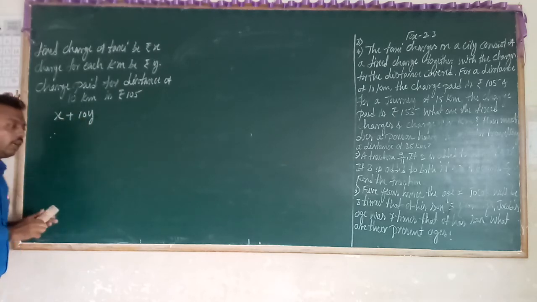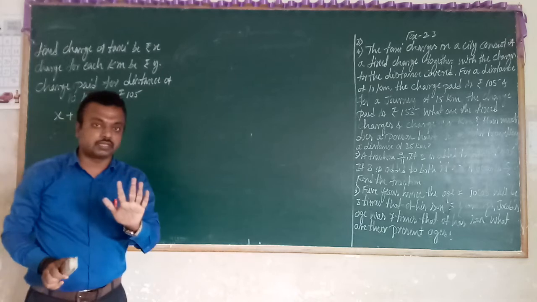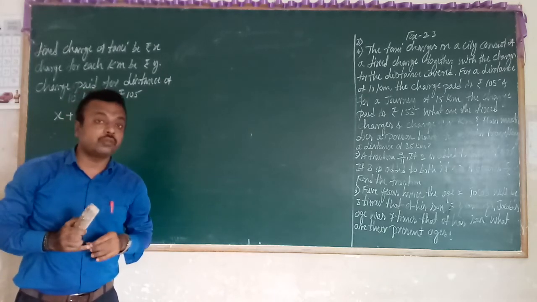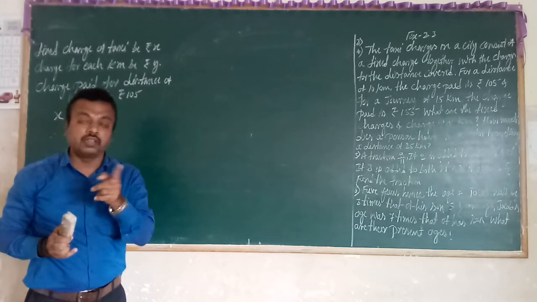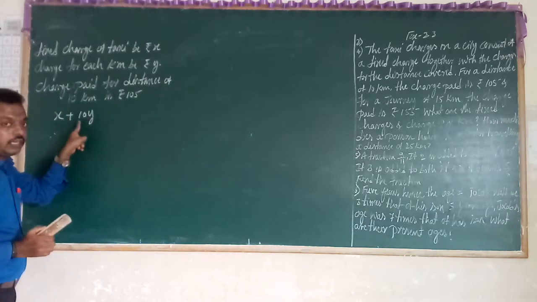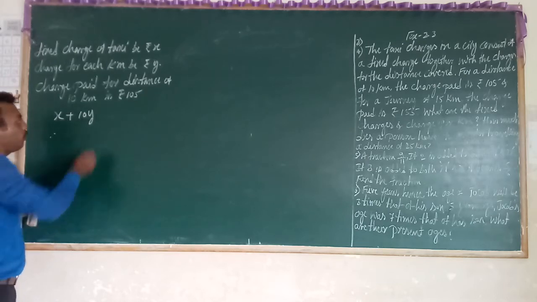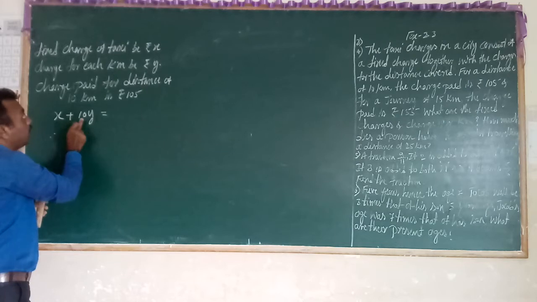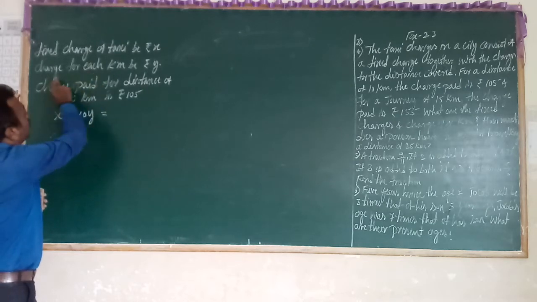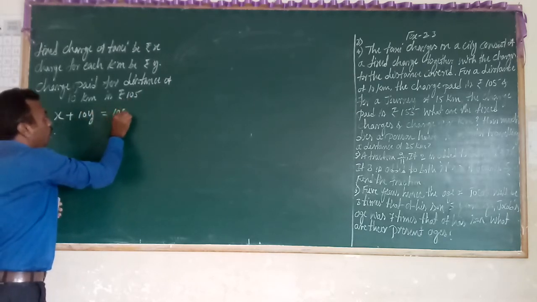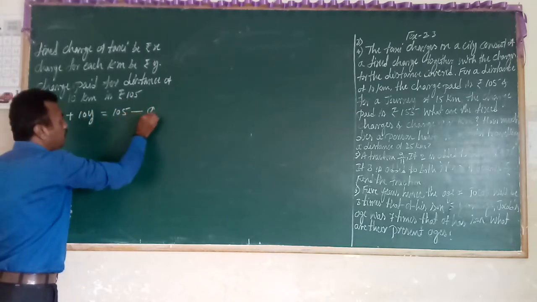For example, if I traveled 1 kilometer for 5 rupees, got it? If you are traveling 10 kilometers, how much do we pay? 10 into 5, 50 rupees. That's why 10 into Y is 10Y. Charge for each kilometer is Y rupees. He traveled 10 kilometers, so there is 10Y. Fixed charge X plus 10Y, how much rupees does he pay? 105 rupees. So this is called number 1.